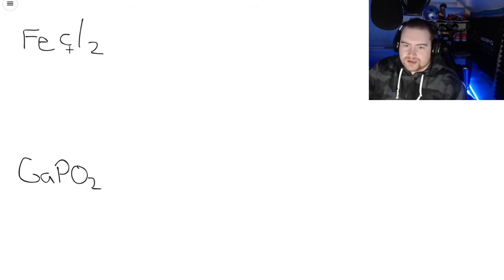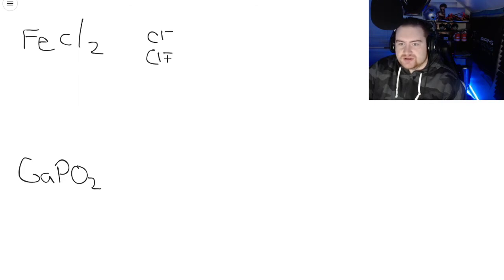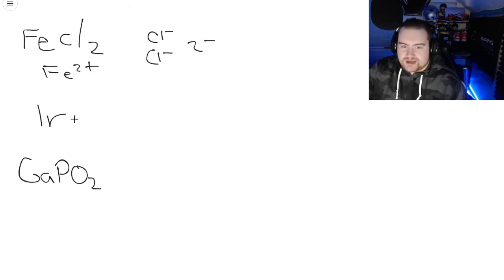So we have chlorine and we have two of them. Well, chlorine normally takes a -1 charge. So if we have two chlorines at -1 each, our overall negative charge is 2-. So that means the charge of the iron has to be 2+. So when we write the name, we're going to have Roman numeral 2 in the name. So we're going to write iron, and then we're going to have our Roman numeral for 2.